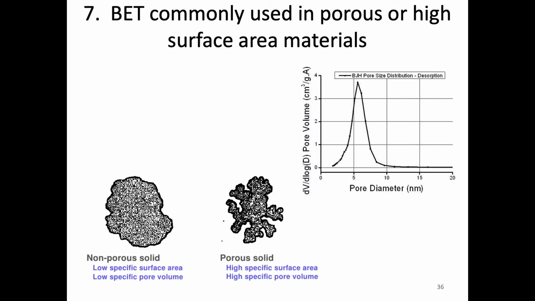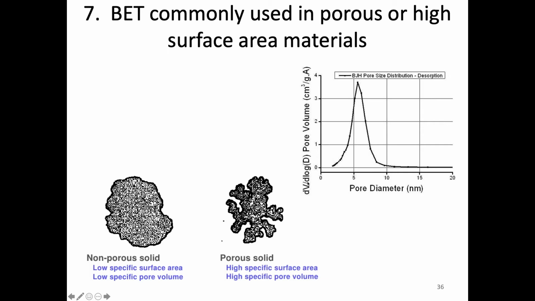All right, so let's go back and look at what this gives us. Imagine we have a relatively non-porous solid, which has low surface area and doesn't have a lot of pores. And then we have something like this, a very porous material with a lot of surface area. So this is going to give us a higher surface area per mass than this material over here, and more pore volume. And so we can get that information.